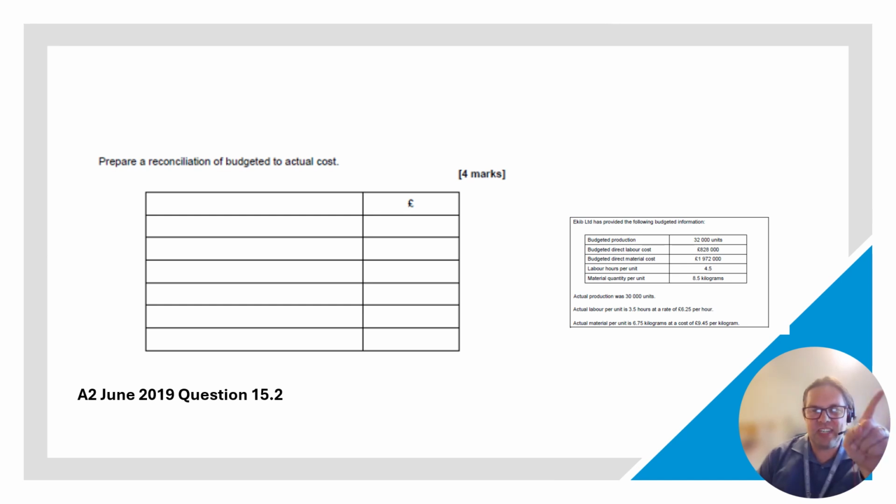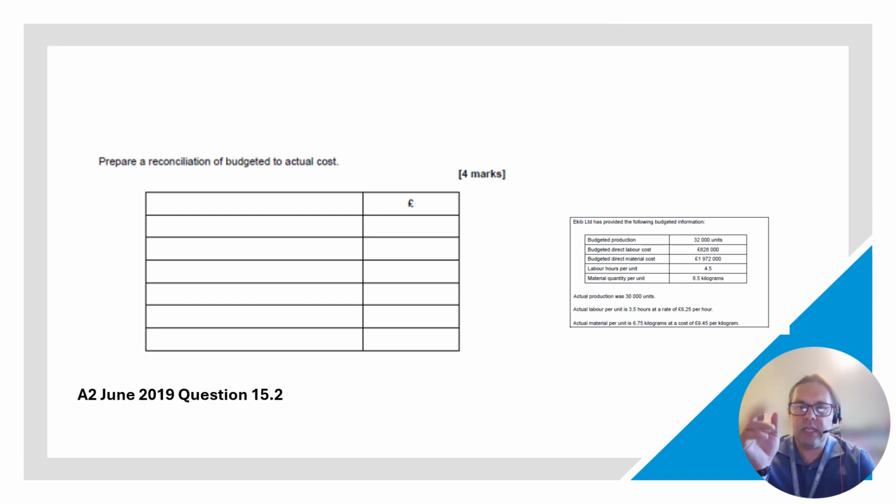To, I think, two last quick videos before paper 2, 3rd of June. So what we've got, I'm going to quickly go through a cost reconciliation with an associated 6 marker to it as well. So in this particular one, it's a reconciliation of budgeted to actual cost. This is linked to A2 June 2019, question 15.2.